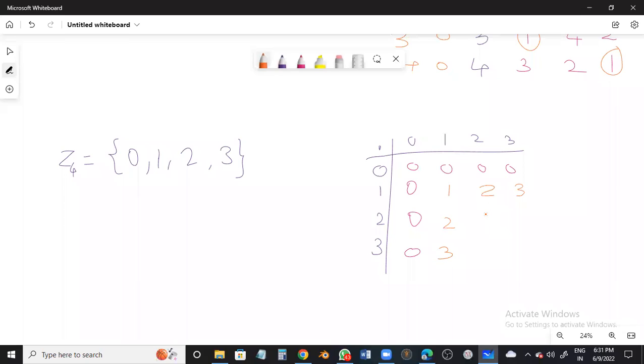Yes, zero. The remainder is 0. That is why the answer is 0 here. Now 2 3s are 6. What is the remainder? Yes, it is 2. So this is the product that you watch here.